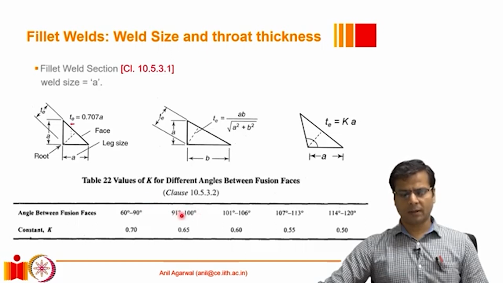However, when the angle between the two surfaces is increasing beyond 90 degrees, and as it goes to 120 degrees, we can see that this K factor, which basically tells us what the throat thickness is if the weld size is A, reduces further from 0.7 and goes all the way to 0.5. An angle greater than 120 degrees is not allowed for a fillet weld.